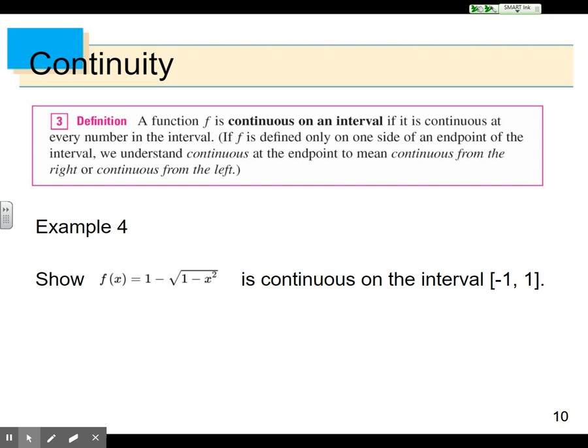Now, just like we can be continuous at a number, we can also be continuous on an interval. If I'm continuous on an interval, then all I need to show is that I am continuous at every number on the interval. And so if f is defined only on one side of the endpoint of the interval, then we understand continuous at the endpoint to mean continuous from the right or continuous from the left. Okay? So I'm not wanting to show this as continuous at one point on example 4. I'm wanting to show that it's continuous over this whole closed interval from -1 to 1.